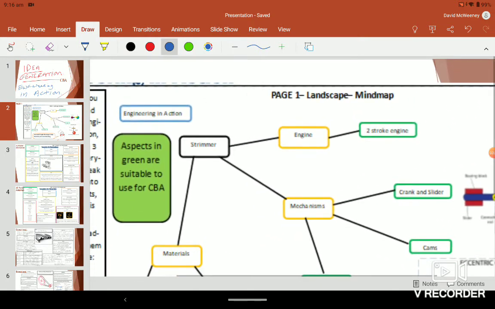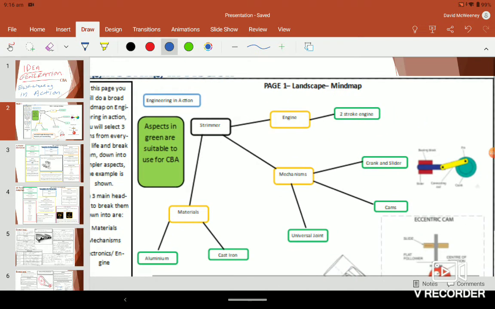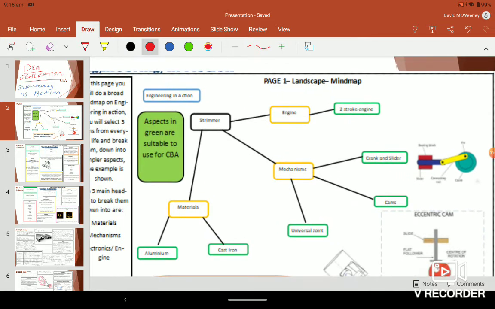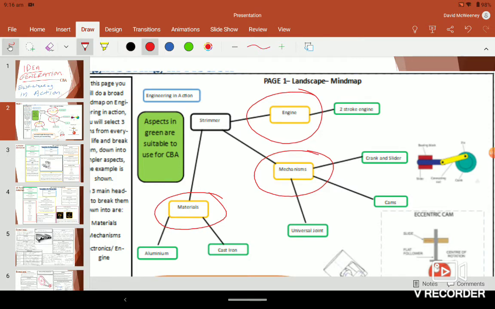Again, to do it on a strimmer, there's so much involved with a strimmer. It's very, very hard to actually do it on a strimmer because it's so broad. You want to keep that nice and concise. So what I've done there, you can see, is I've broken down the strimmer into its key components. Engine, mechanisms, materials. There are other ones, loads of other ones there.